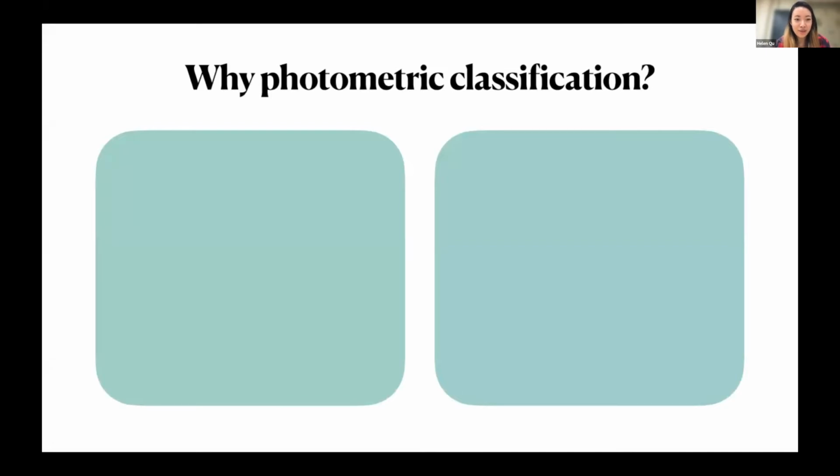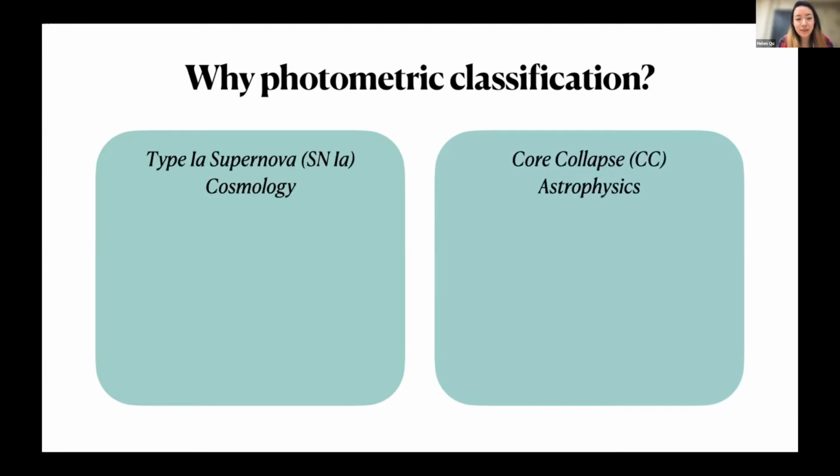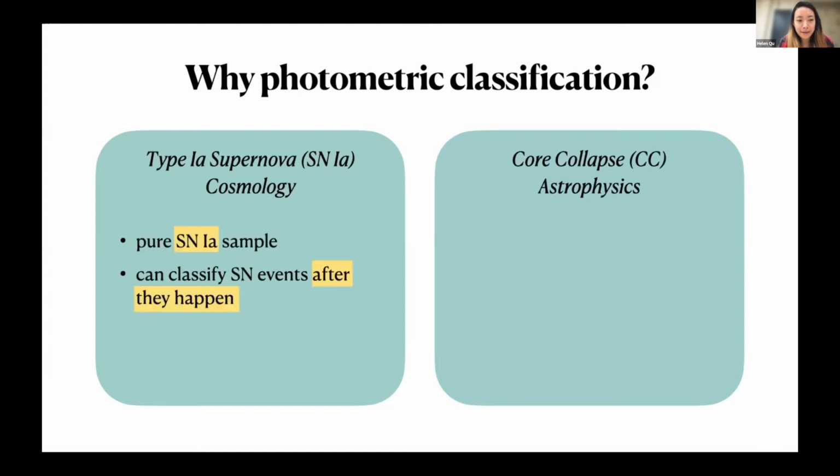So first, we should ask why we care about photometric classification. I guess the simple answer is that when we lack spectroscopy, this is a really good alternative to be able to get some information about what we're looking at. And overall, I've segmented the applications into two broad categories. The first is type 1a supernova cosmology, and the second is core collapse supernova astrophysics. So we'll go through each of these in turn.